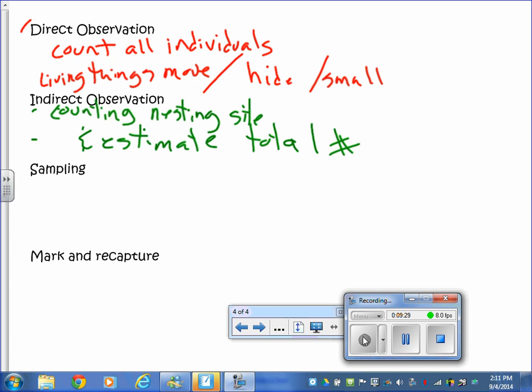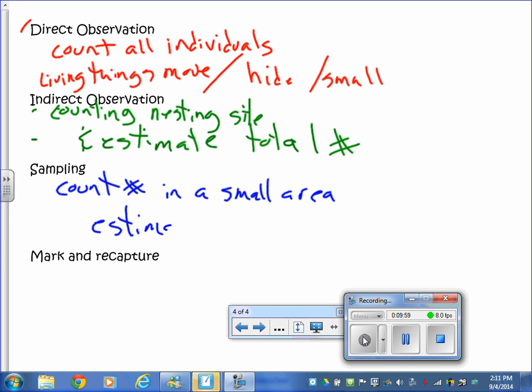Sampling. How do we count a population by sampling? Excellent. So sampling, you count the number in a small area and then estimate the total.